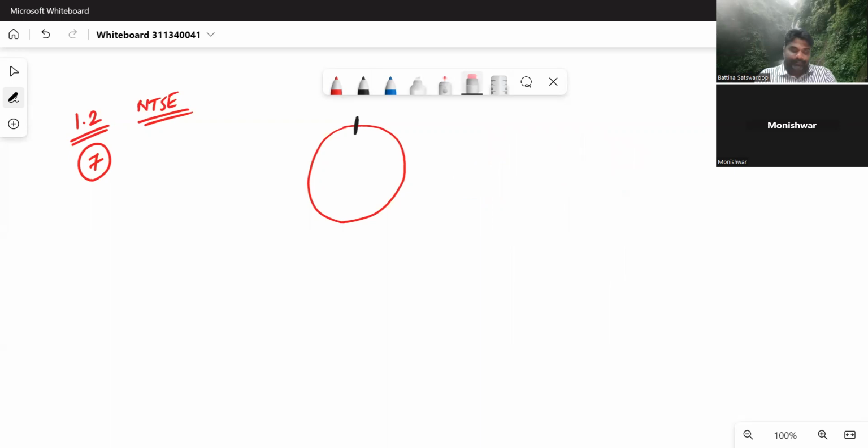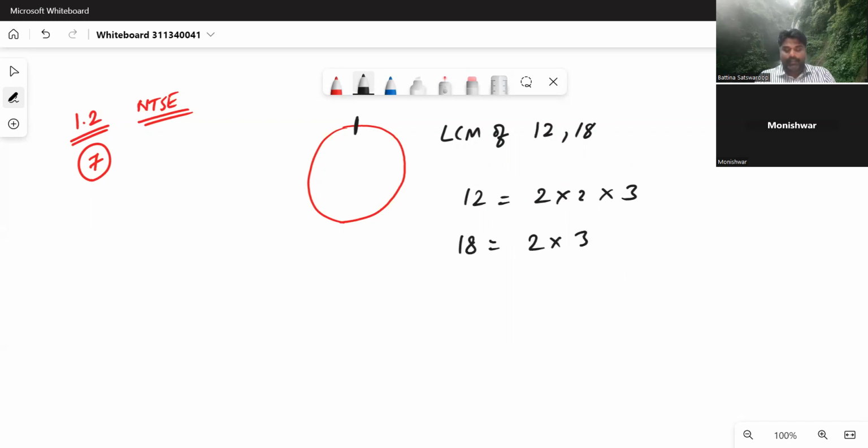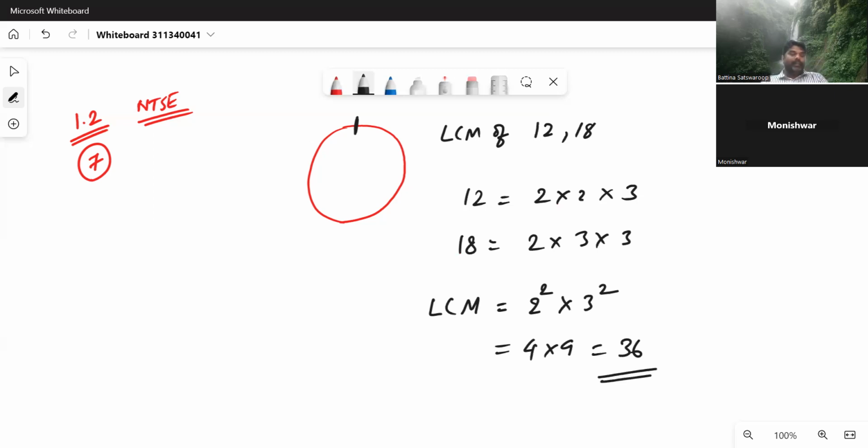LCM, very good. LCM of 12 and 18. What is 12? 2 into 2 into 3. What is 18? 2 into 3 into 3. What is LCM in that case? 2 square into 3 square. That is 4 nines are 36. Therefore, they will again meet and they will start again exactly after 36 minutes. That is your exercise 1.4.